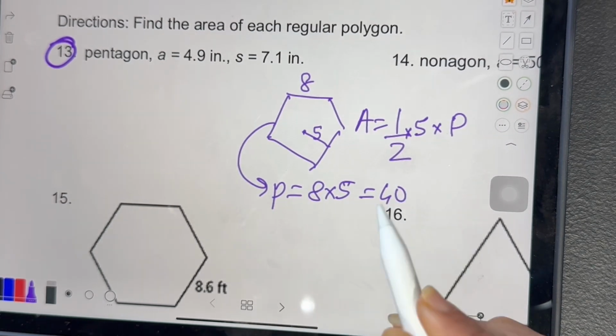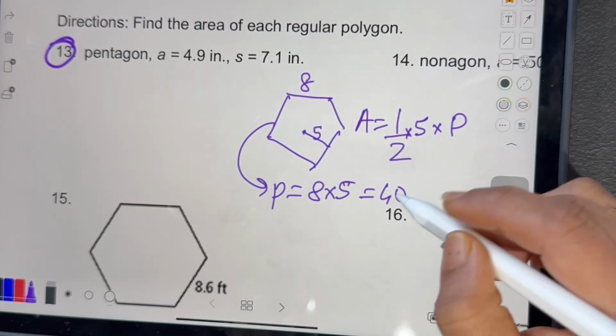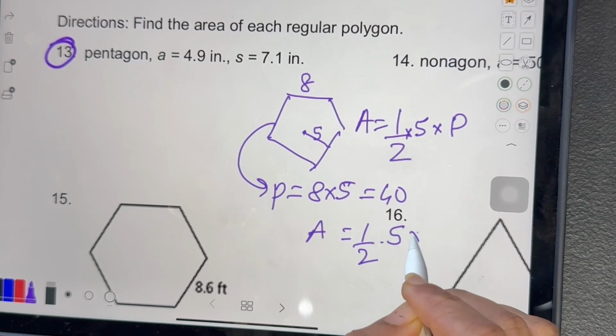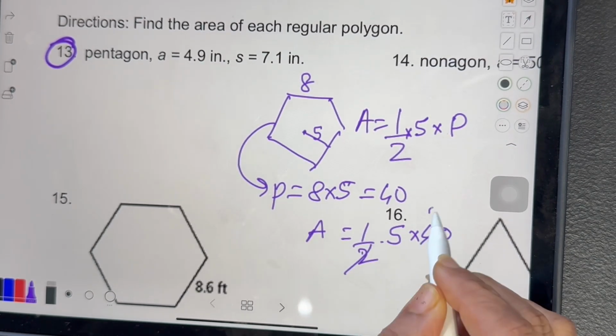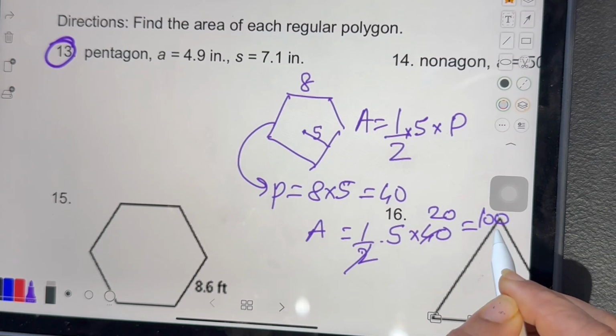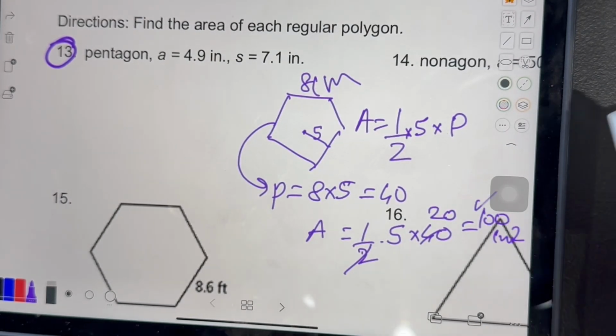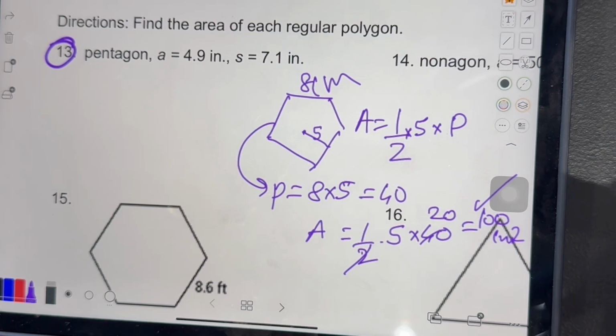I am super sorry, guys. So the perimeter is 40, and the area will be half times 5 times 40, which is 100 centimeters squared, because I took centimeters. So the previous example's answer is 100. Please excuse me for my ignorance. I forgot to take the perimeter that time.